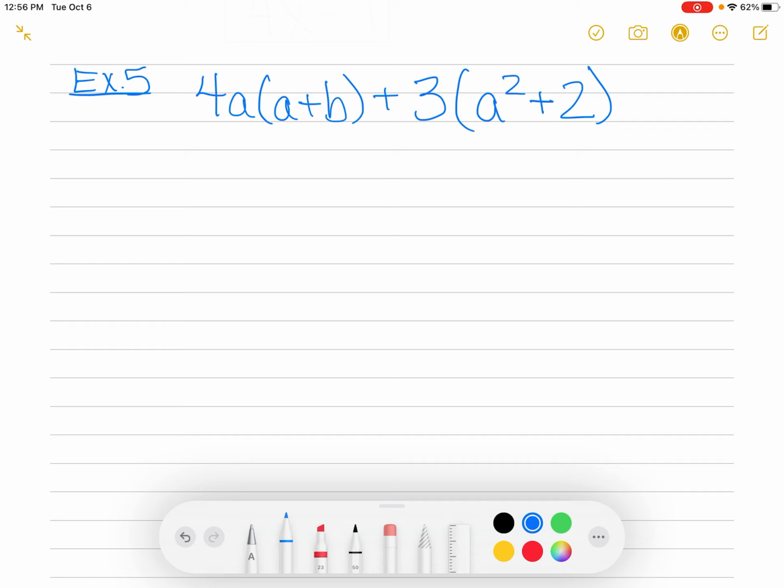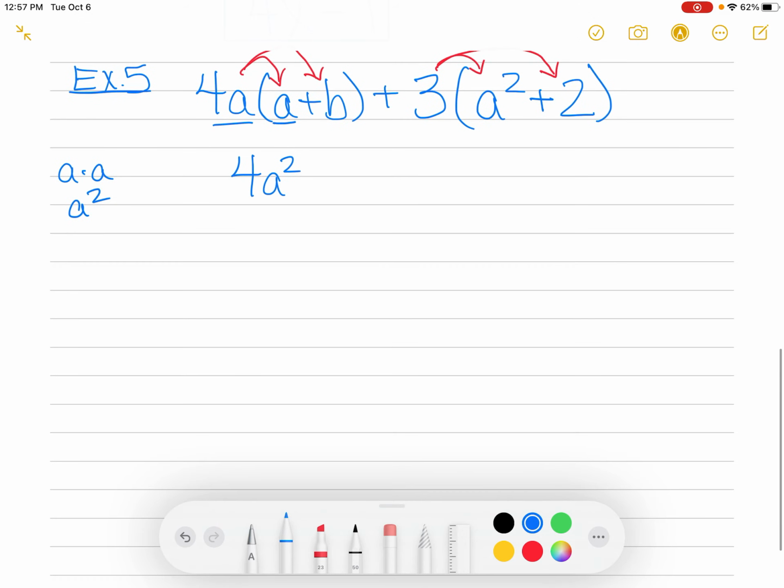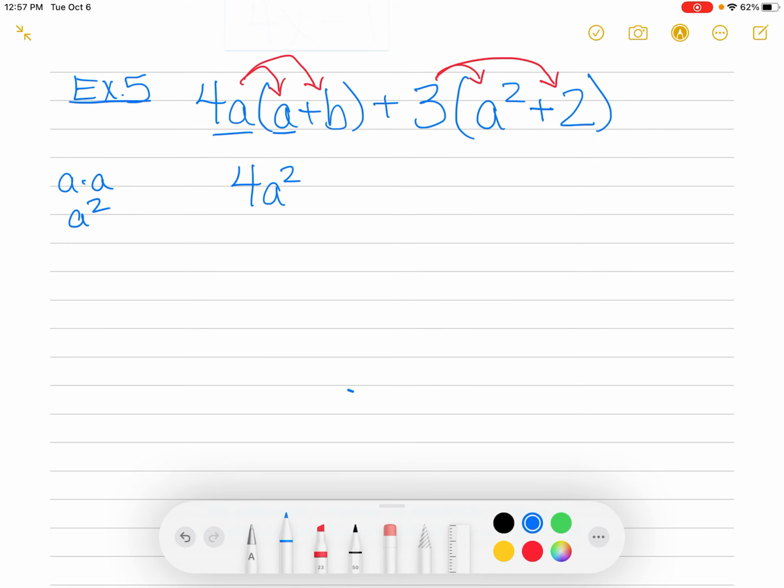Okay, now that you're back, you should have distributed the 4a, and over here distributed the 3. So let's go ahead and do that. 4a times a is 4a squared. Remember I talked to y'all about that? That was in the last lesson, where I talked about x times x is x squared. Well, a times a is a squared. And then the 4a times b is going to give me 4ab. Because they're multiplied, I don't put a multiplication symbol. All I have to do is put them right next to each other.